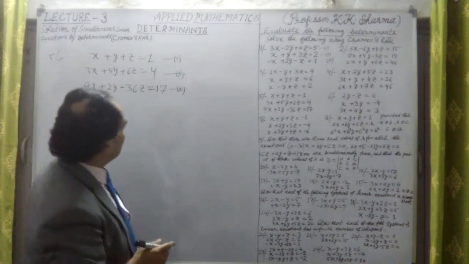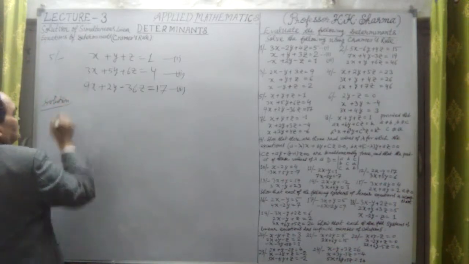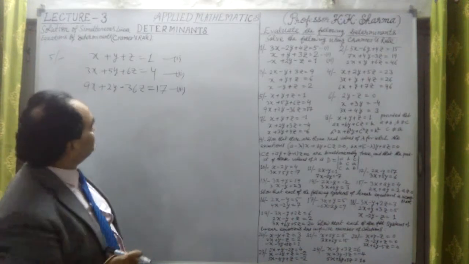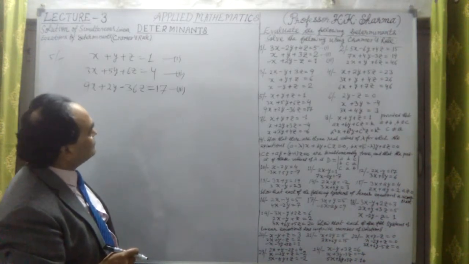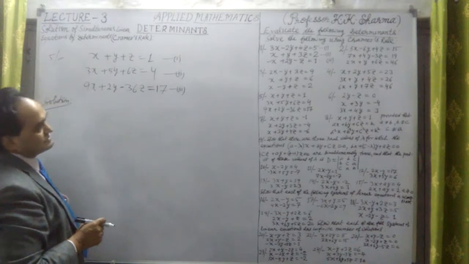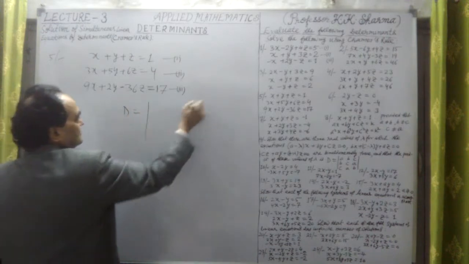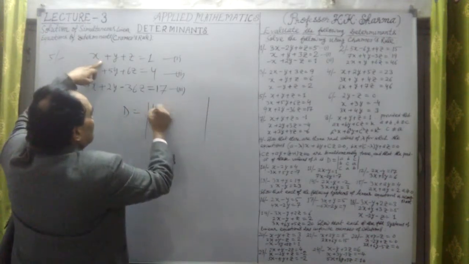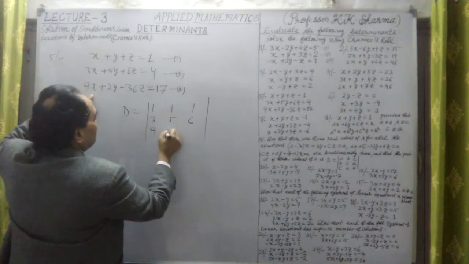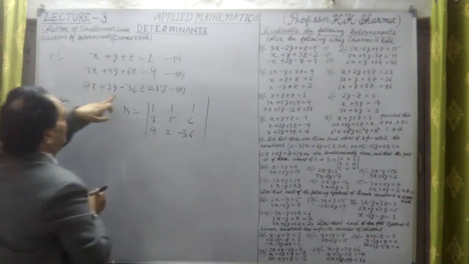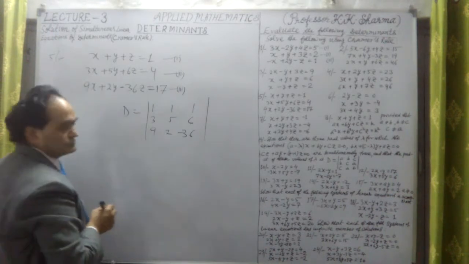Alright, let us solve them. Let me write the solution here. So the three equations: x plus y plus z equal to 1, 3x plus 5y plus 6z equal to 4, and 9x plus 2y minus 36z equal to 17. Okay, let us solve it. Find the D. So D is the coefficients of x, y, z. This is 1, 1, 1, 3, 5, 6, 9, 2, minus 36, sorry. This is minus 36 here. Okay, let us solve it.